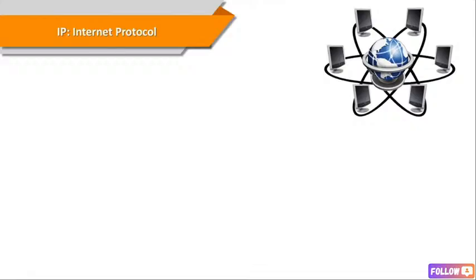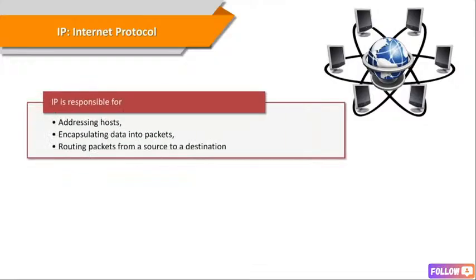Probably the most well-known network layer protocol is, of course, IP, or Internet Protocol. As I mentioned in the beginning of the course, the Internet Protocol, or IP, is responsible for addressing hosts, encapsulating data into packets or datagrams, including fragmentation and reassembly, and routing packets from a source host to a destination host across one or more IP networks.